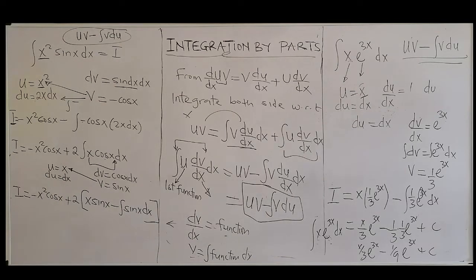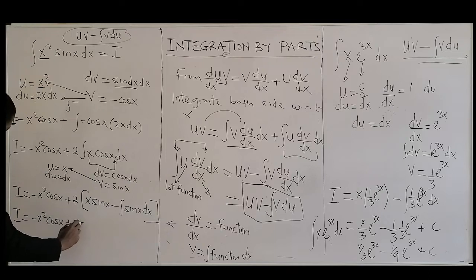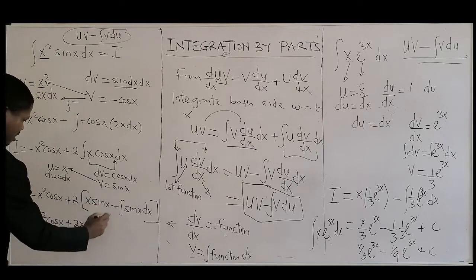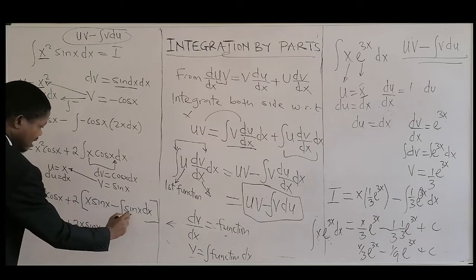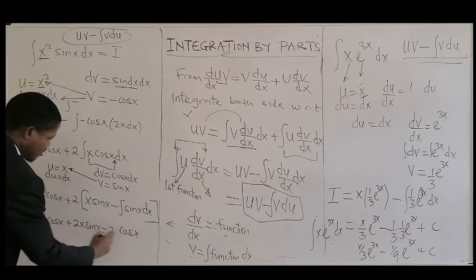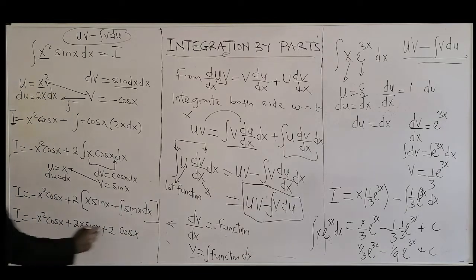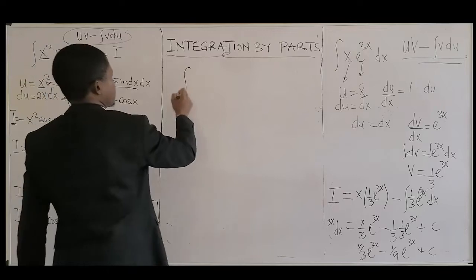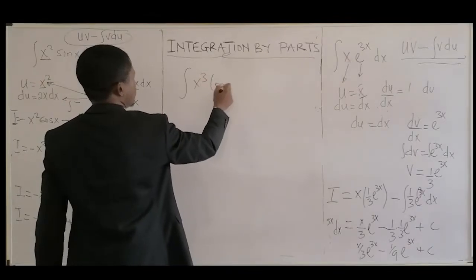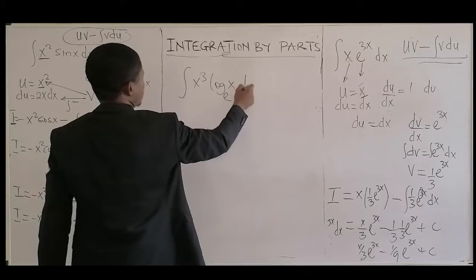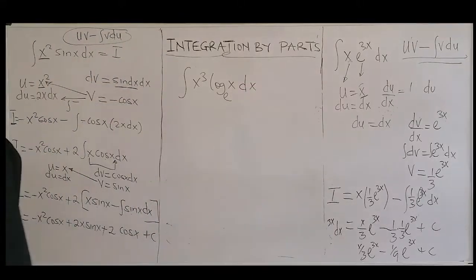So the next thing we can do now is to open the brackets: minus x squared cos x plus this one times this one, that's 2x sin x. And then this one times this one, that's minus 2 times the integral of sine, which is minus cos x. So this one becomes plus. So this is what we have.